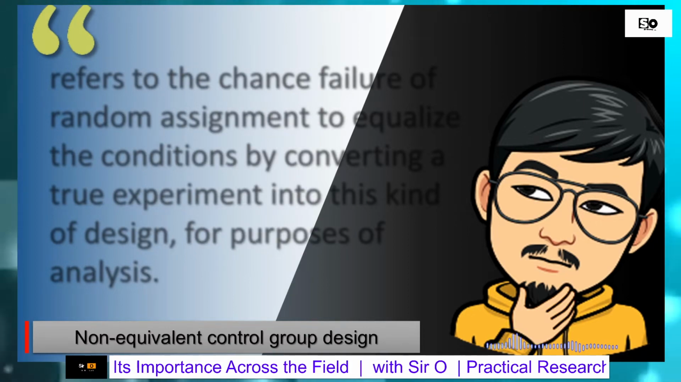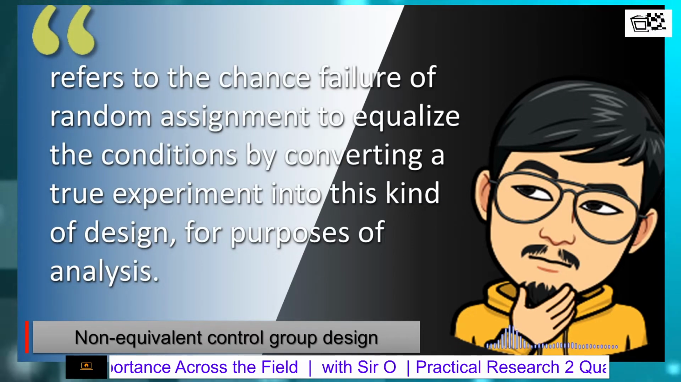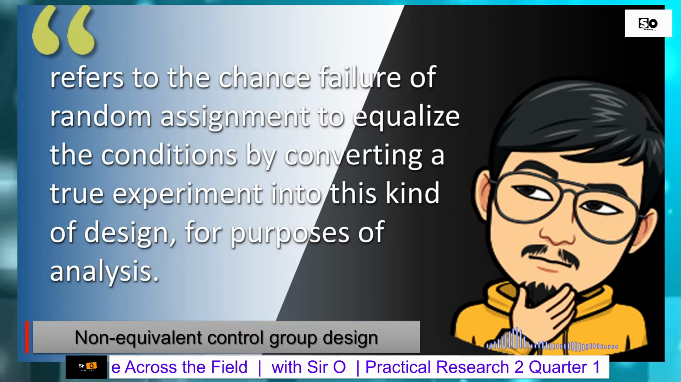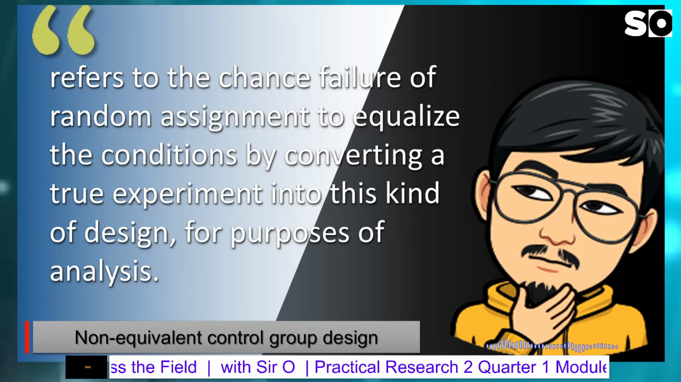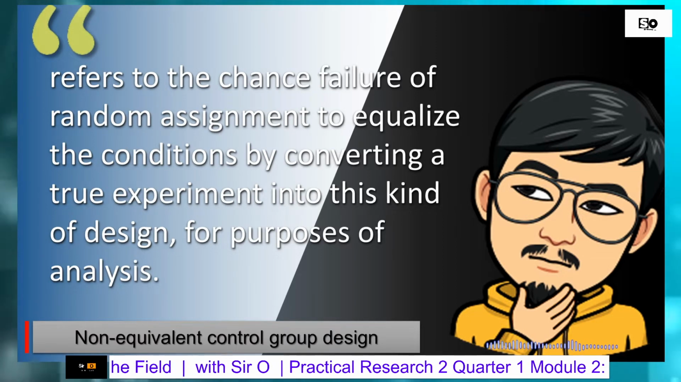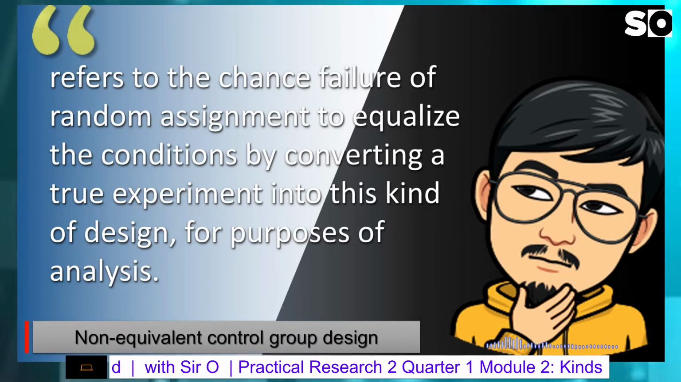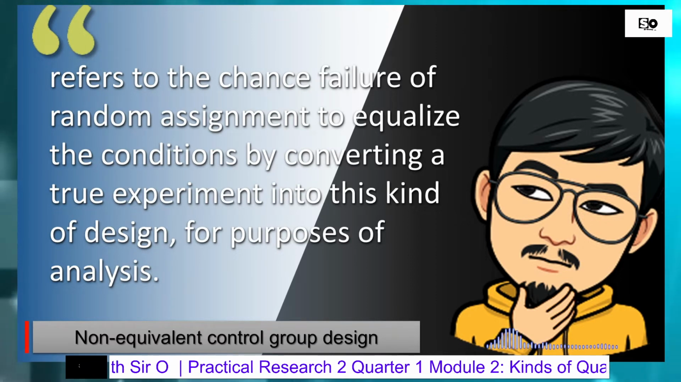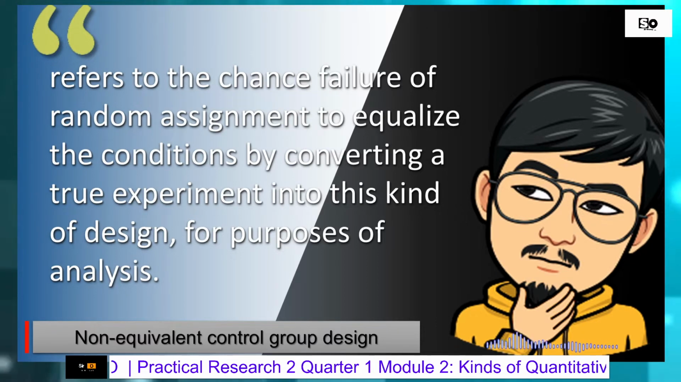Non-equivalent control group design refers to the chance failure of random assignment to equalize the conditions by converting a true experiment into this kind of design for purpose of analysis. Sa pagkakataon ang research design na true experiment ay mag-fail, maaari natin itong i-convert into non-equivalent control group design para muli natin itong mapag-aralan for analyzing the research.